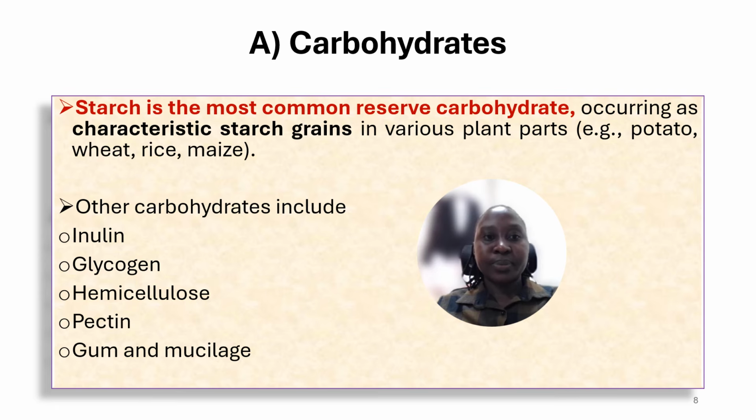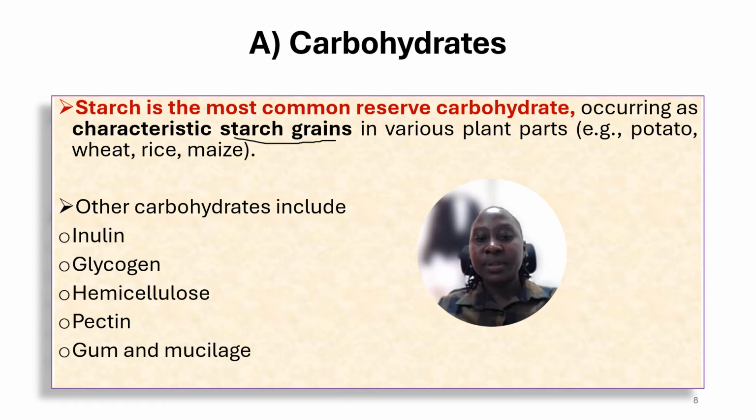And carbohydrates are abundantly or mostly available in the form of starch. So starch is the common reserve carbohydrate. It occurs as characteristic starch grains. We are going to see these starch grains as we move. Starch grains, we will talk much about starch grains.